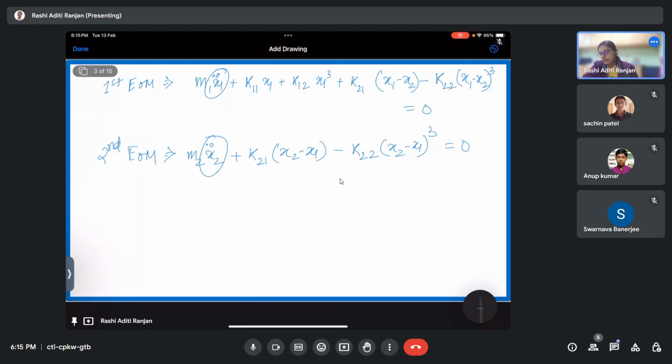Okay, so in that case, I'll use ODE45. So I'll have to convert it into first order differential equations.